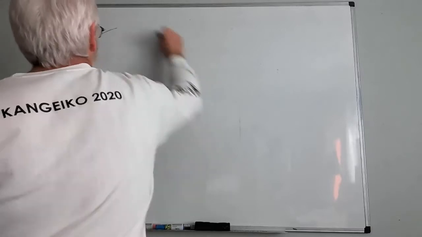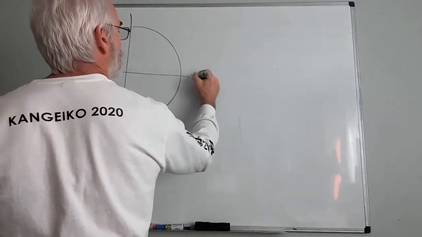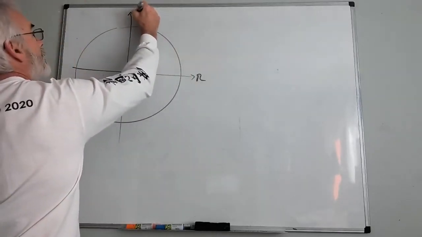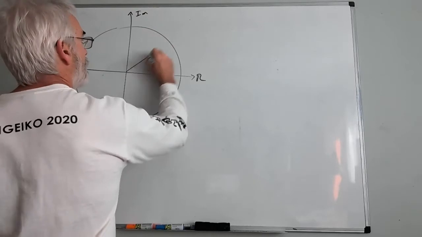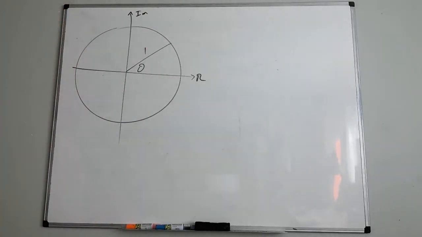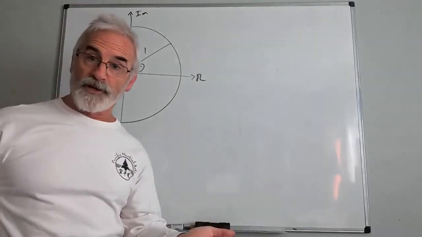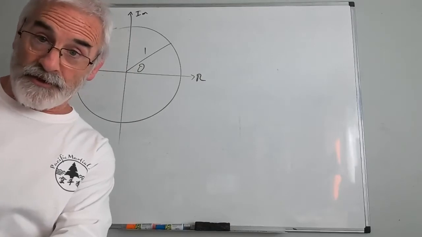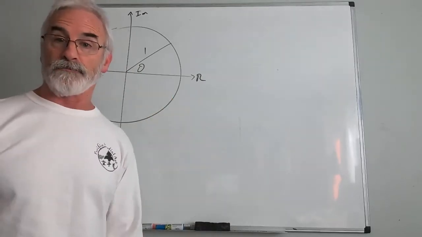Now, still complex, but now I want to have 1. This is called the unit complex circle. Okay, we are on the complex plane. We know what a unit circle is in the regular XY plane. This is called the unit complex circle.